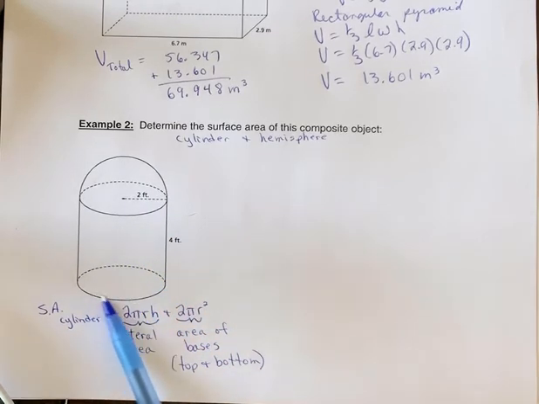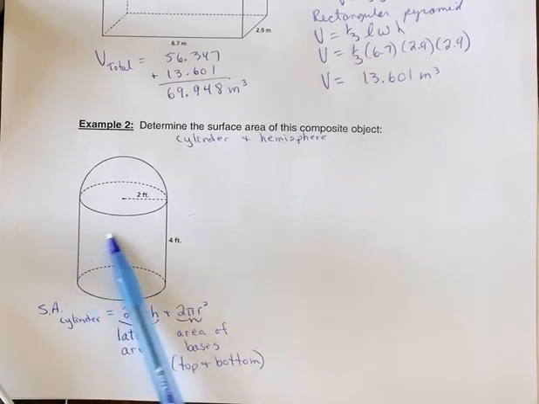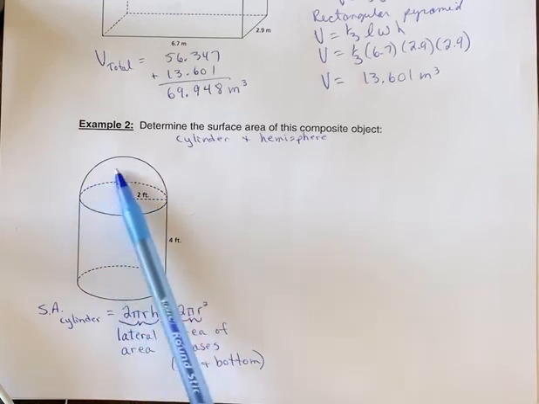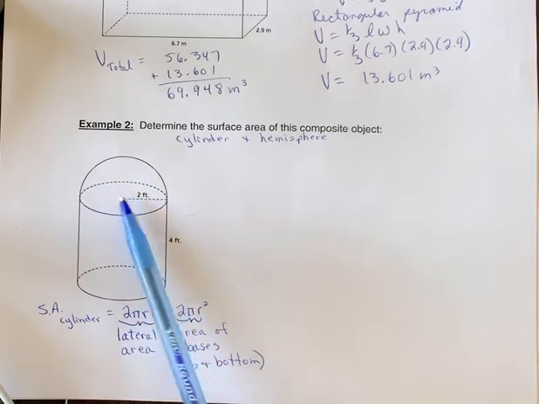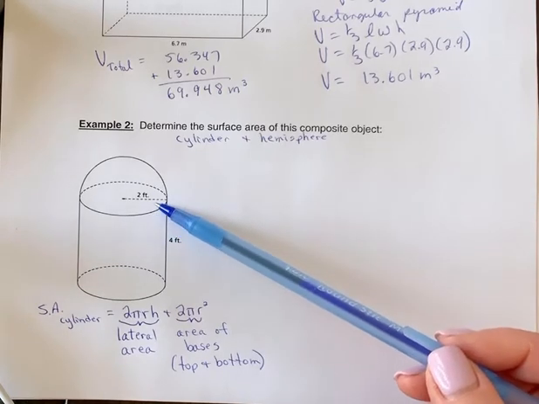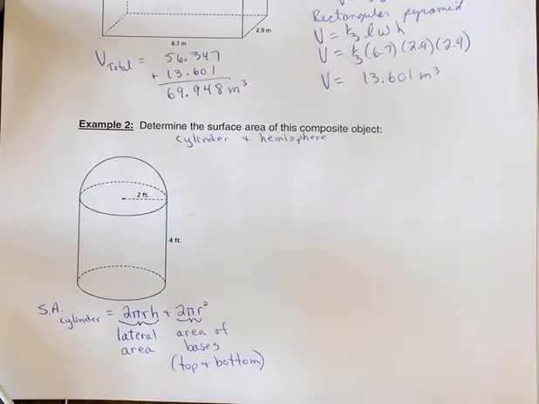So we would need the bottom. We would need this lateral area of the cylinder, and we would need the lateral area of the hemisphere. So we don't need the base of the top, rather, maybe would be a better way of saying, the cylinder and the base of the hemisphere are touching. That part you don't need.